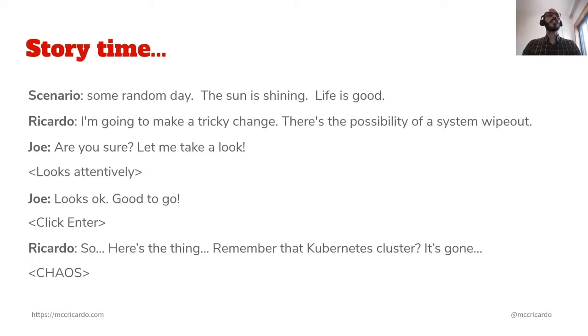So let us first start with a small story. It's a beautiful day, the sun is shining, and our life is good. And I decide that I need to make a change. That change is a little bit tricky, so as usual, a colleague from my team decides to take a look. We submit a PR just to check that everything looks okay. So he reviews the change, says it looks good, so we go through with that change. We click enter and disaster happens. We have a Kubernetes cluster that suddenly is gone and chaos ensues.